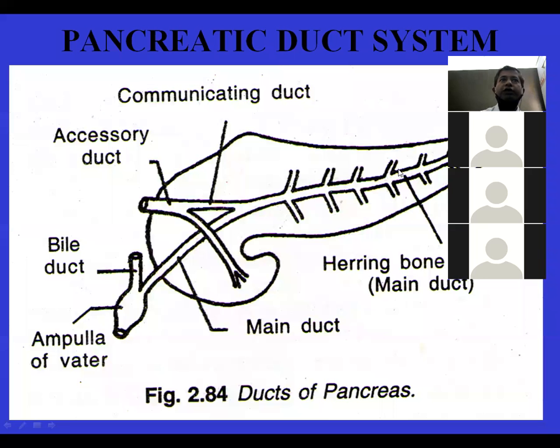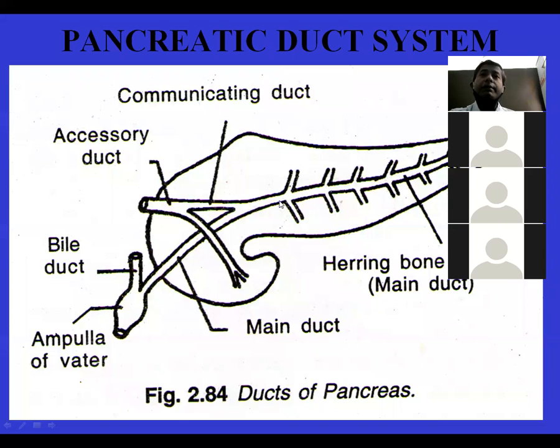Now we'll go for the duct system. The pancreas has a duct system. So I told you in the starting only, it has both the exocrine part as well as the endocrine part. So to drain the exocrine secretion, it has the duct system. The main duct is starting from the left side. Okay, it is starting from the left side.